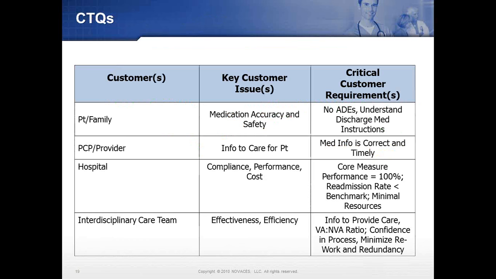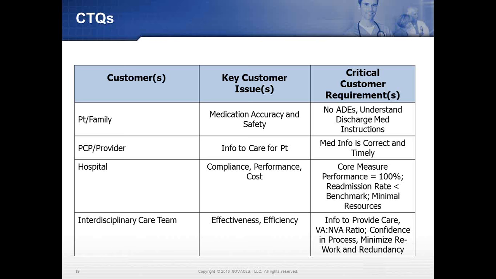CTQs are critical to quality characteristics, and one of the things you do in Six Sigma is you ask your customers, what is important to you? We knew, based on feedback from patients and families, that they didn't want any adverse drug events, and they wanted to understand their discharge med instructions. They wanted medication accuracy and safety. So we took that need, that issue, and we translated that to CTQs.